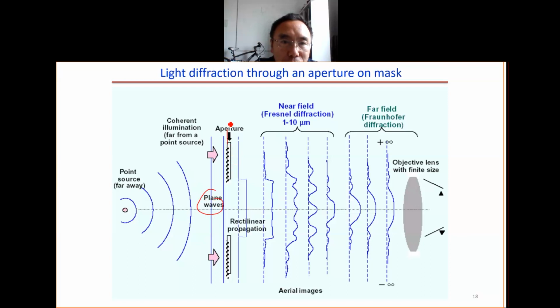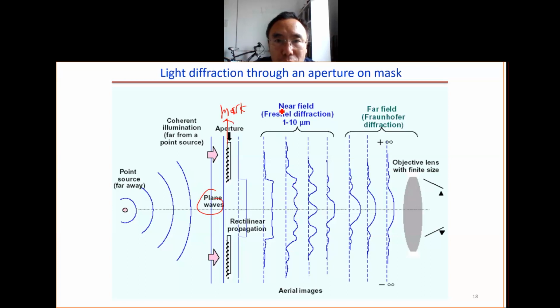You can consider this one as a mask. This is like a photo mask. On the photo mask, we have a small opening here. This part is chrome, and we have glass. You can see the light intensity right after the mask opening is something like this. This is the ideal case. But after some distance, the light profile becomes this irregular profile.